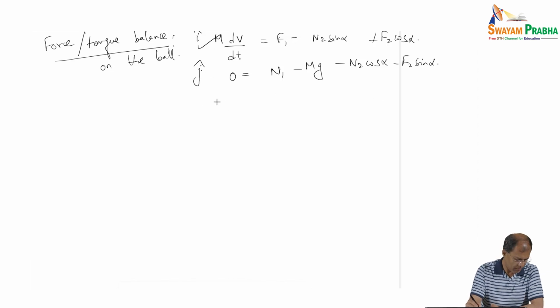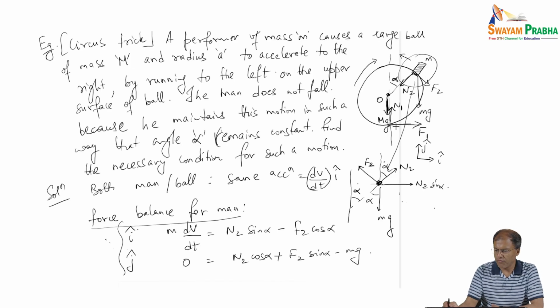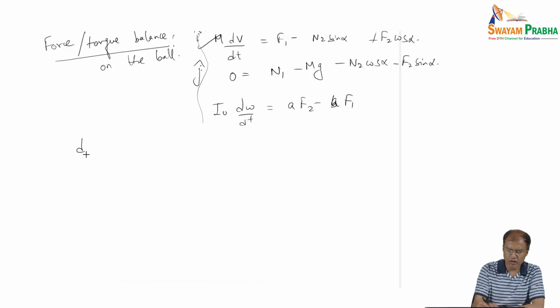And then we have the torque balance, which is given by I0 dω/dt is aF2 minus aF1. Notice that F1 is moving the ball in the anti-clockwise direction, and F2 is moving the ball in the clockwise direction. So the net torque will be aF2 minus aF1. Then we can solve all these equations.